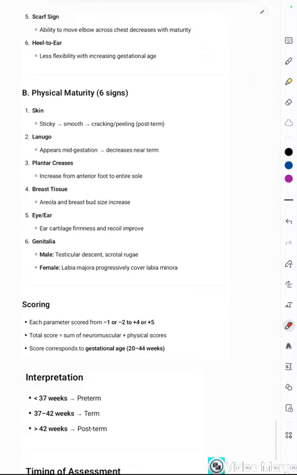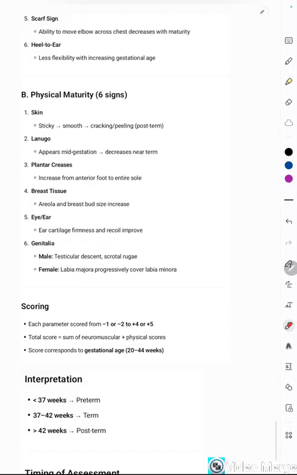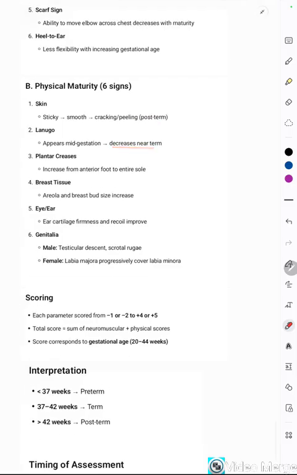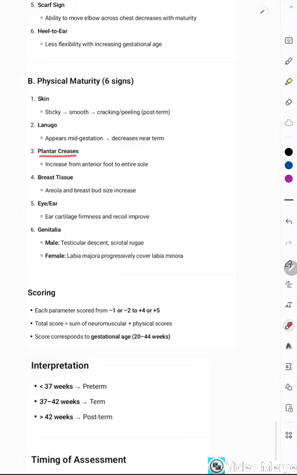Then the physical maturity. Again there are six signs. The skin: in the skin we talk about the texture, transparency, and cracking or peeling of the skin, which is present in post-term infants. Lanugo are the soft, thin hairs that appear and they decrease near the term. Then the plantar creases. Then breast tissue, that is the areola and the breast bud size, which increases with the age.